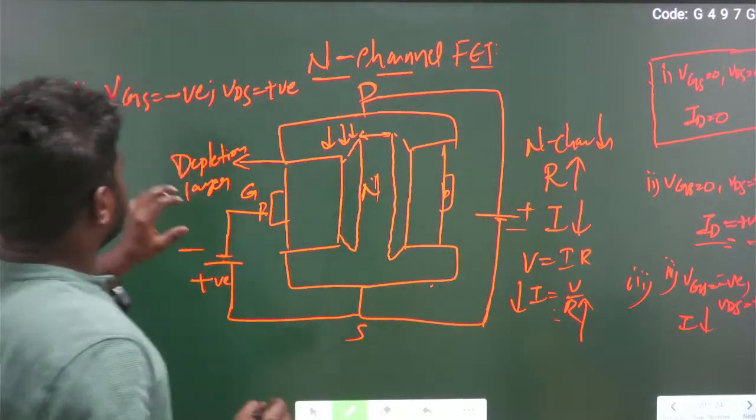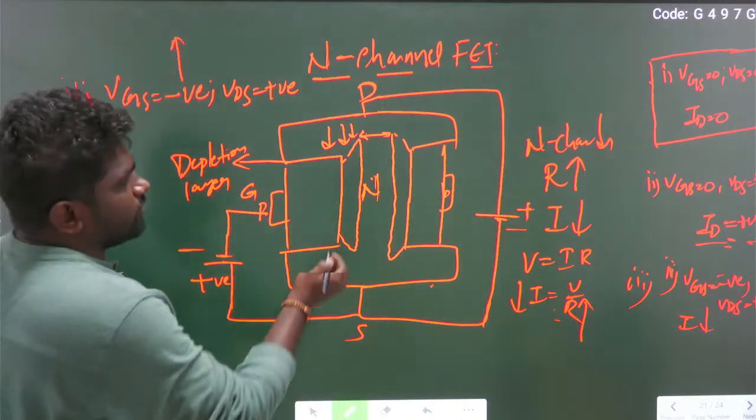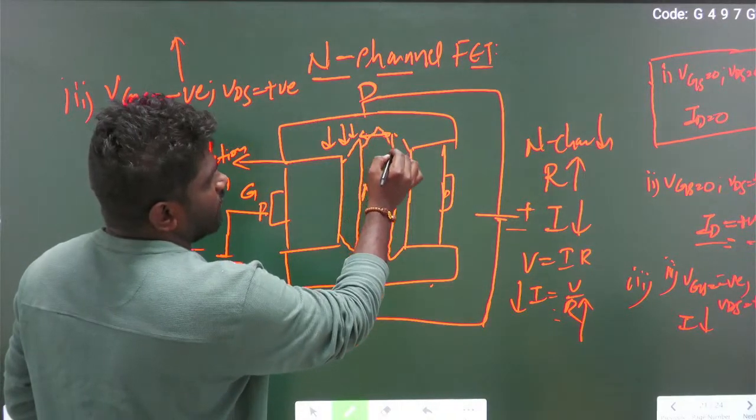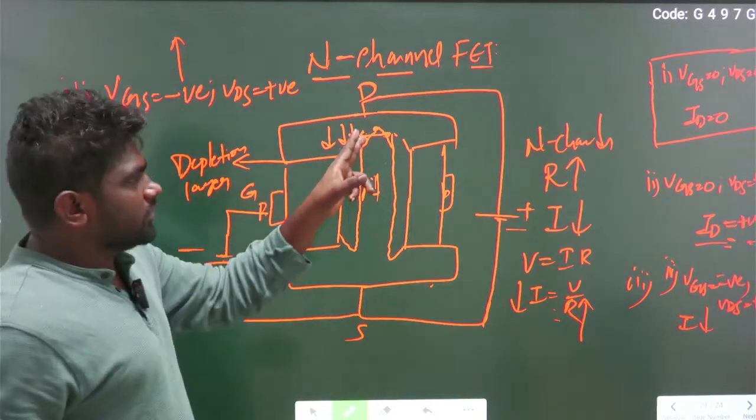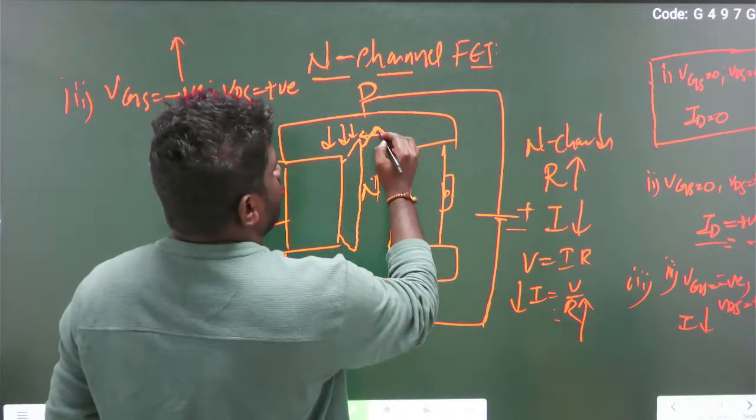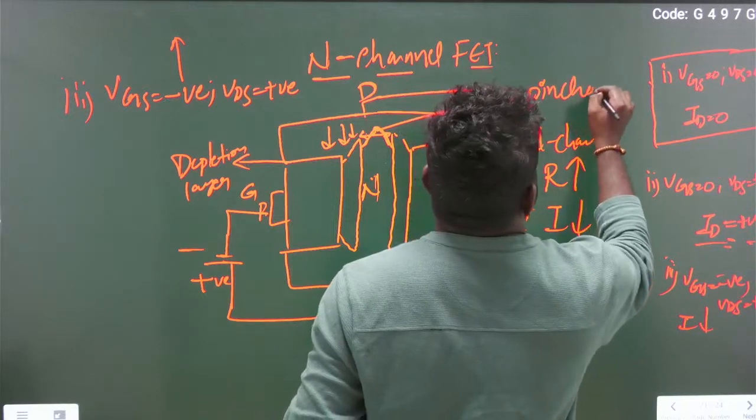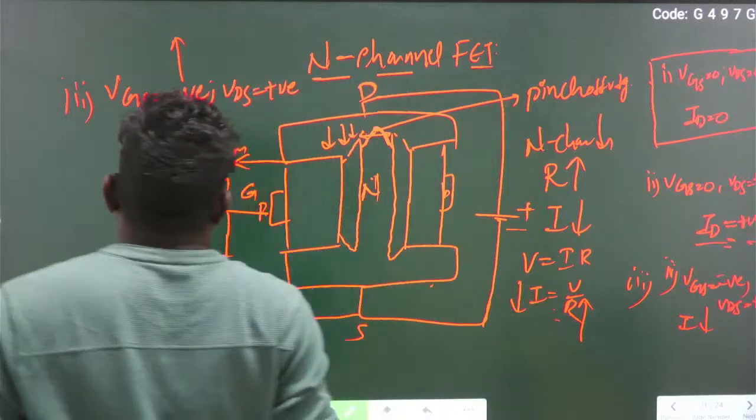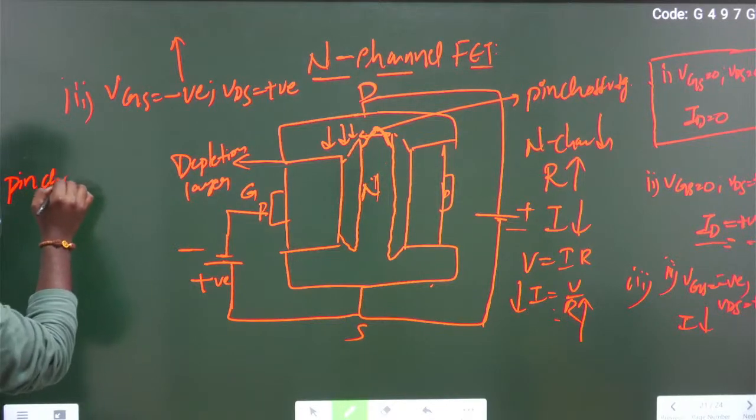In the next condition, I keep increasing the negative voltage of the gate. So these two layers, after some time, will meet at one point. This point is called the pinch off point, and that voltage is called the pinch off voltage. So what is meant by pinch off voltage?